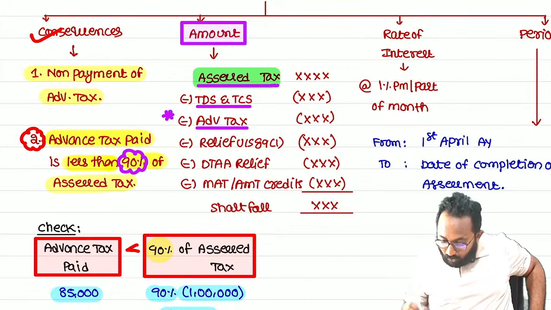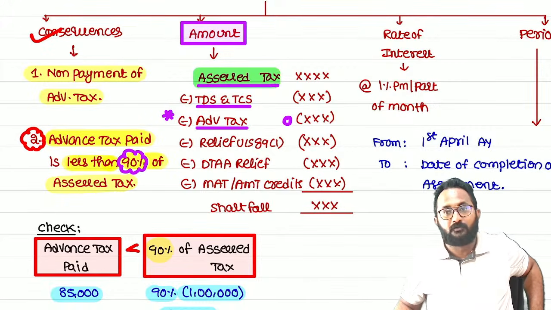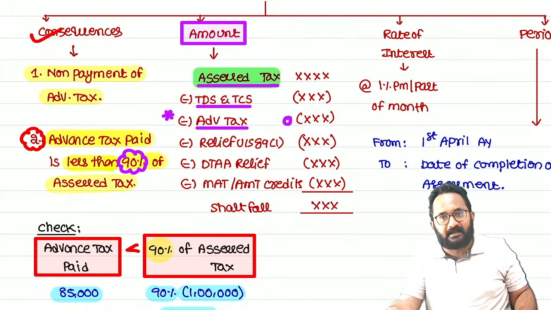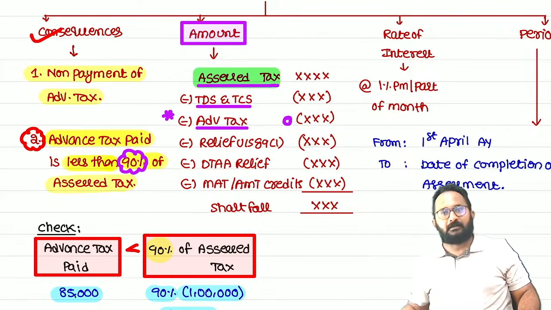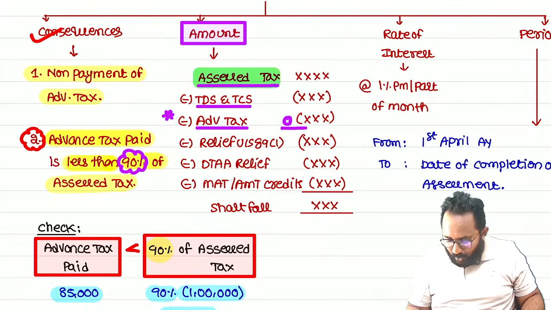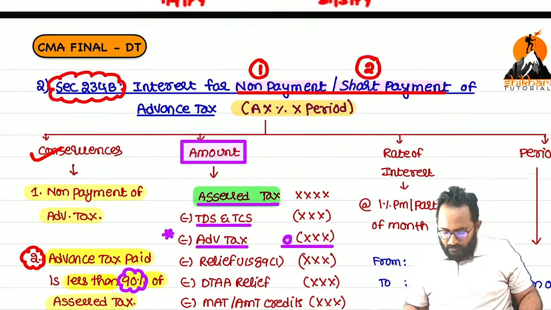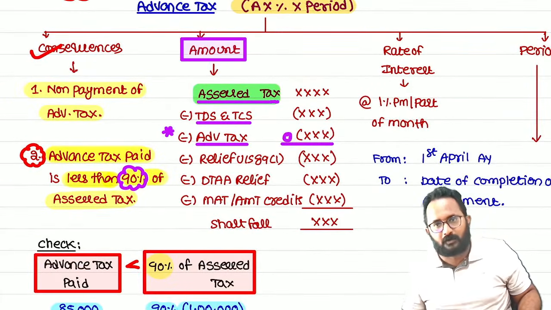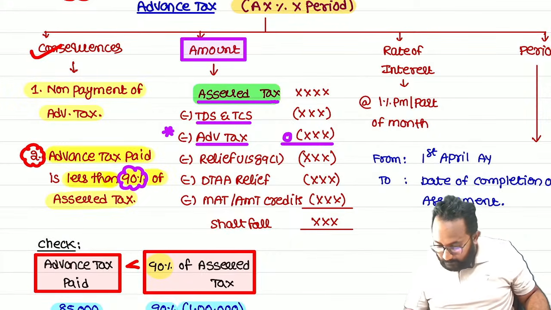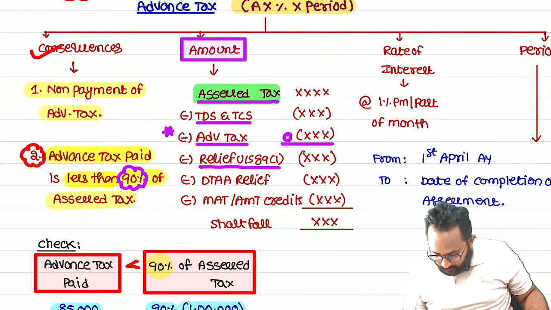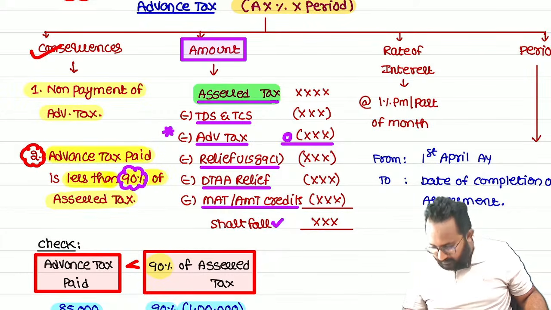Next, an important point: advance tax. If it is non-payment, you have to take it as 0, because we have not paid any advance tax. If it is a short payment case, reduce how much you paid. At the time of computing interest, in case of non-payment reduce 0, because you have not paid anything. If it is short paid, reduce how much you paid. Relief under section 89(1), DTAA relief, MAT credit, reduce all these things, then you will get the shortfall.